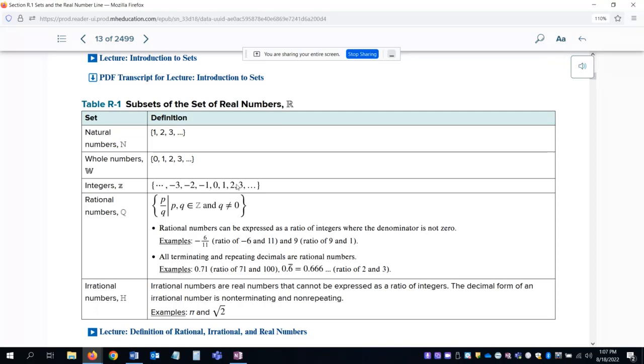Next, we have the integers. The integers are all the natural numbers, plus 0, which is all the whole numbers, and all the natural numbers' negative counterparts, right? So I've got 1 has -1, 2 has -2, 3 has -3, and so on and so forth. So this goes on forever.